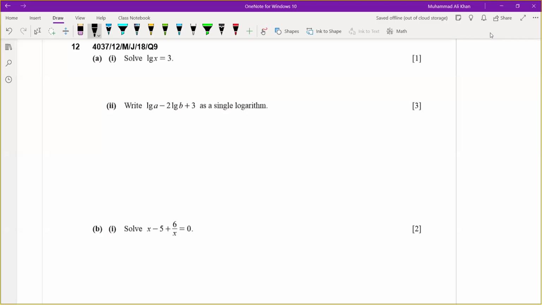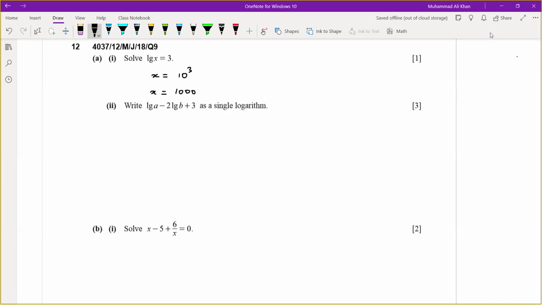Now students, question number 12. First, we have to solve lg x equals to 3. lg x means log base 10. So we are allowed to write it like x equals to 10 power 3 and the value of x is 1000. A simple part of 1 mark.